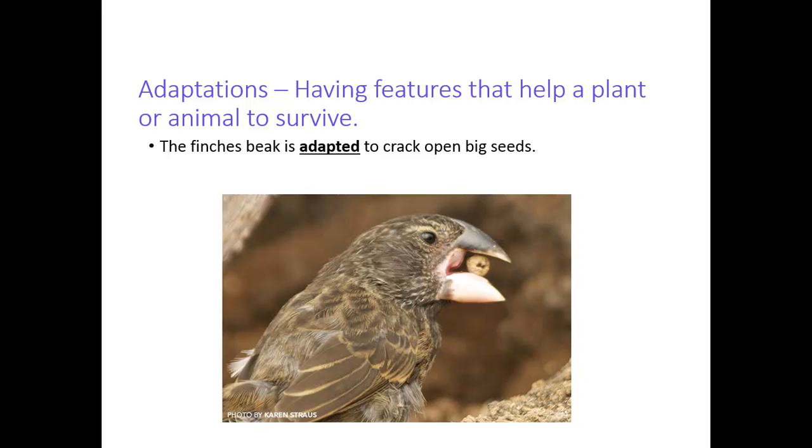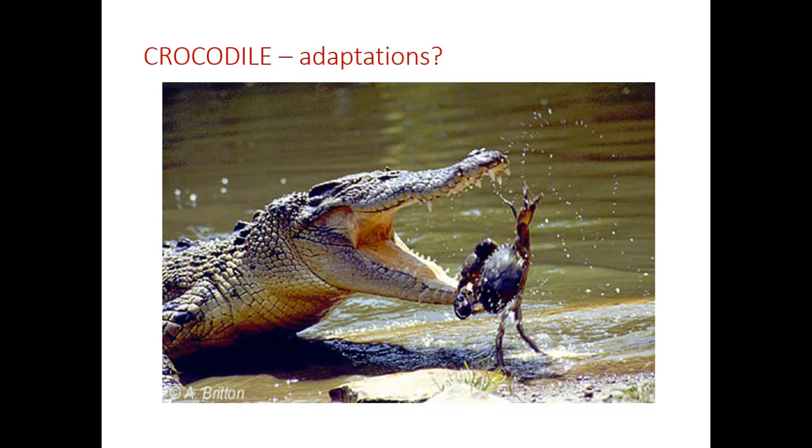Okay, adaptations. Having features that help a plant or animal to survive. This is a picture of a finch. The finch's beak is adapted to crack open big seeds. Okay, crocodile. What are some adaptations of a crocodile? Strong jaws, sharp teeth. It's a reptile, cold-blooded. Its skin is scaly, which helps for protection.